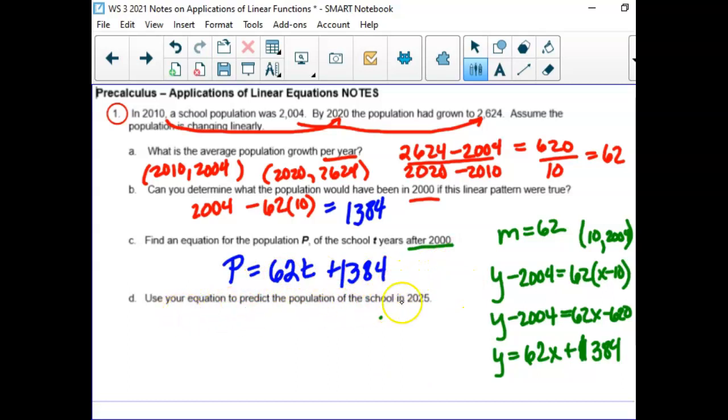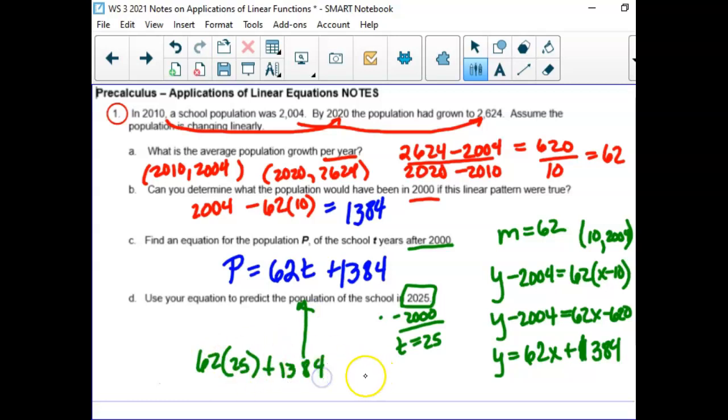All right, use your equation to predict the population in 2025. We got to be a little bit careful. We're not putting a 2025 in for years. We're putting what? Yeah, because it says after 2000, so we got to take off the 2000 and get t equals 25. And then we're just gonna type it in there. So 62 times 25 plus 1384.